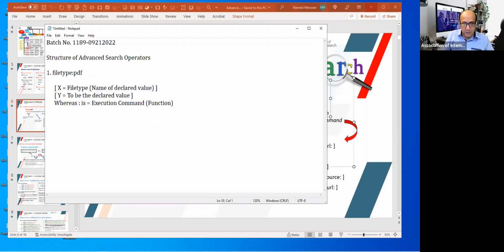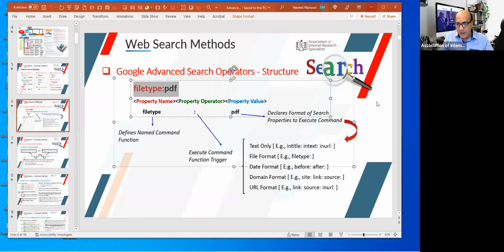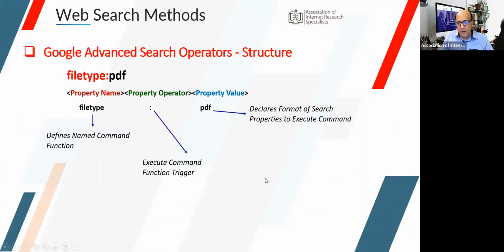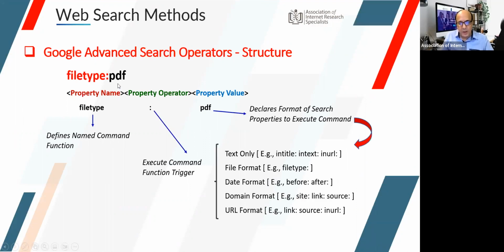Then we can just go back to the slide. Now, technically speaking, if you are asked the naming convention of how these structures are given a specific name: in the technical sense, file type is called the property name. The colon sign or colon notation is the property operator, and whatever is declared after is the property value.